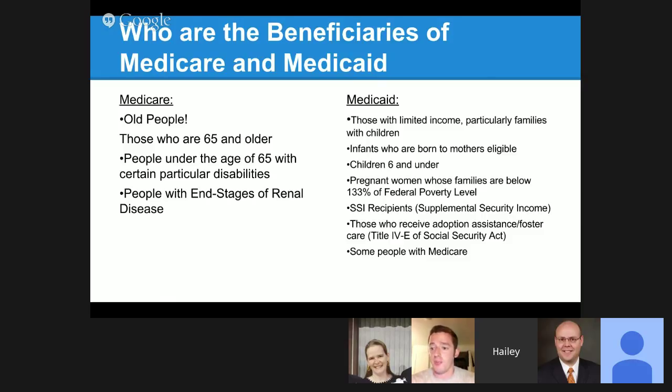Those with limited income, particularly families with children. Infants who are born to mothers eligible. Children 6 and under, pregnant women whose families are below 133% of the federal poverty level. SSI recipients, which stands for Supplemental Security Income recipients. Those who receive adoption assistance or foster care, and that's Title 4E of the Social Security Act. And then some people with Medicare as well, so the whole dual eligible concept. Next slide.